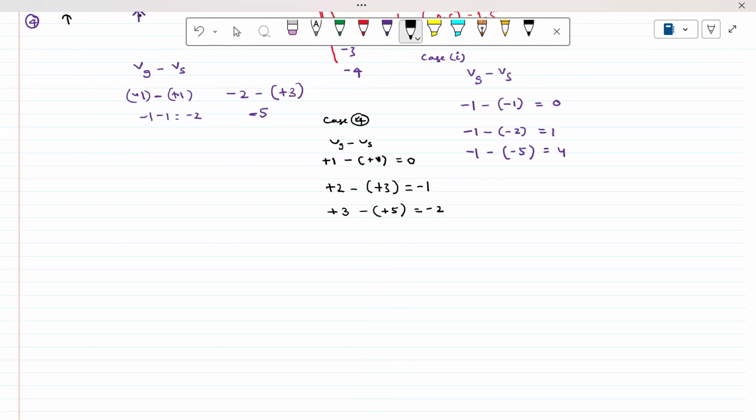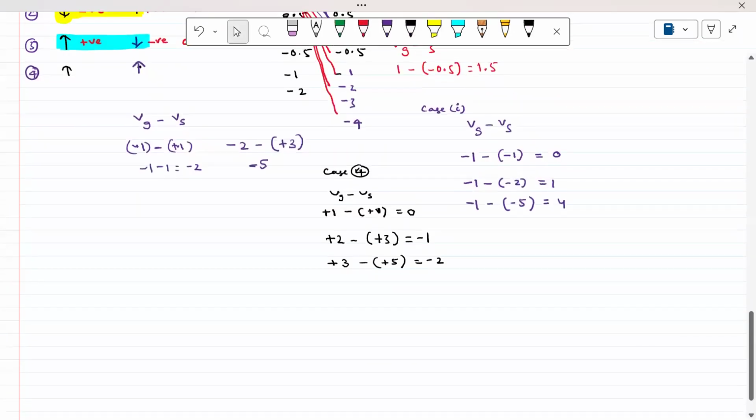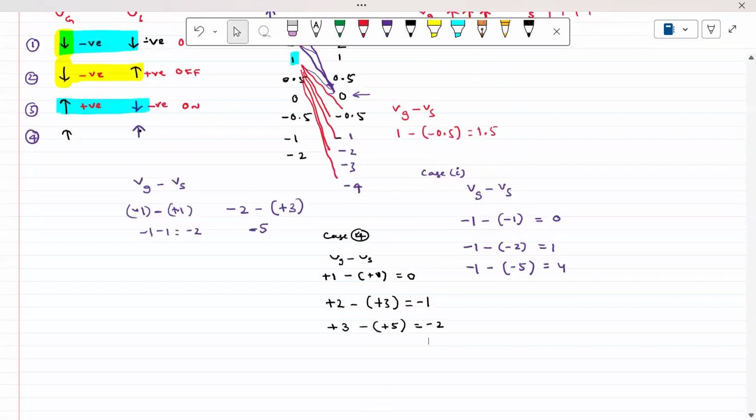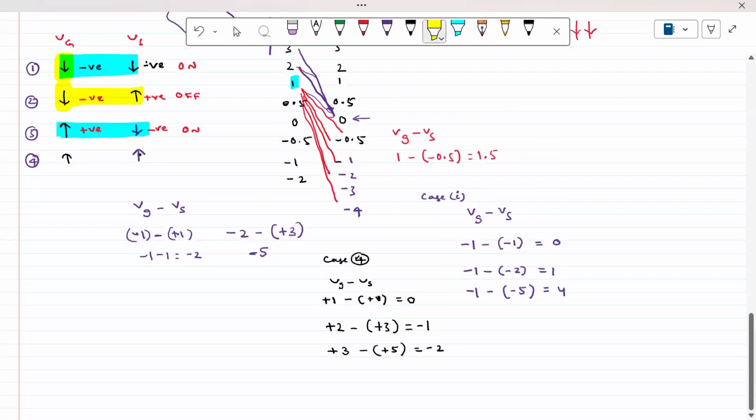What will happen here? Of course, it is a positive direction. It becomes off, right? The transistor becomes off. So in the positive direction it is increasing, and it is also increasing in the positive direction. This becomes off.